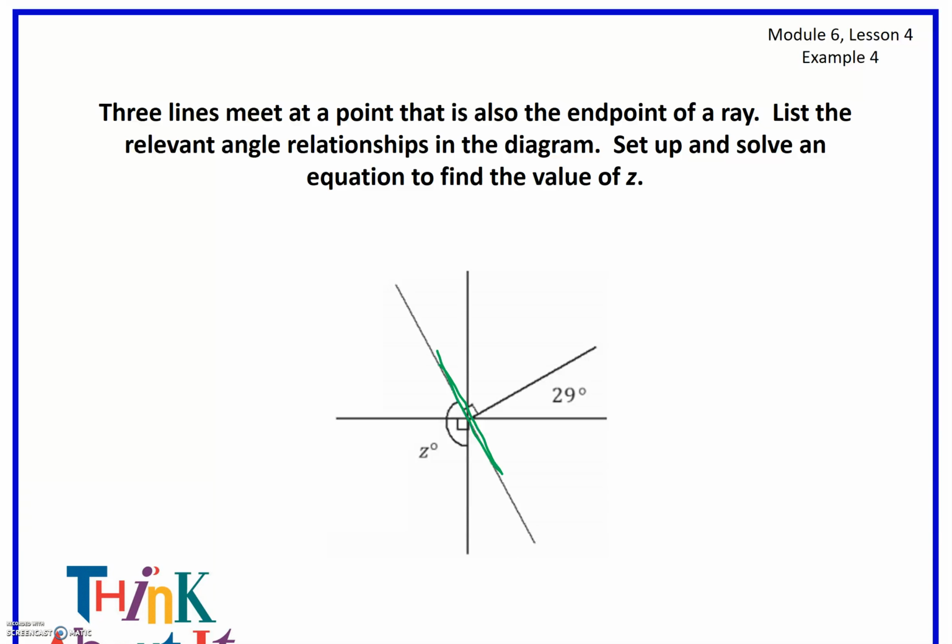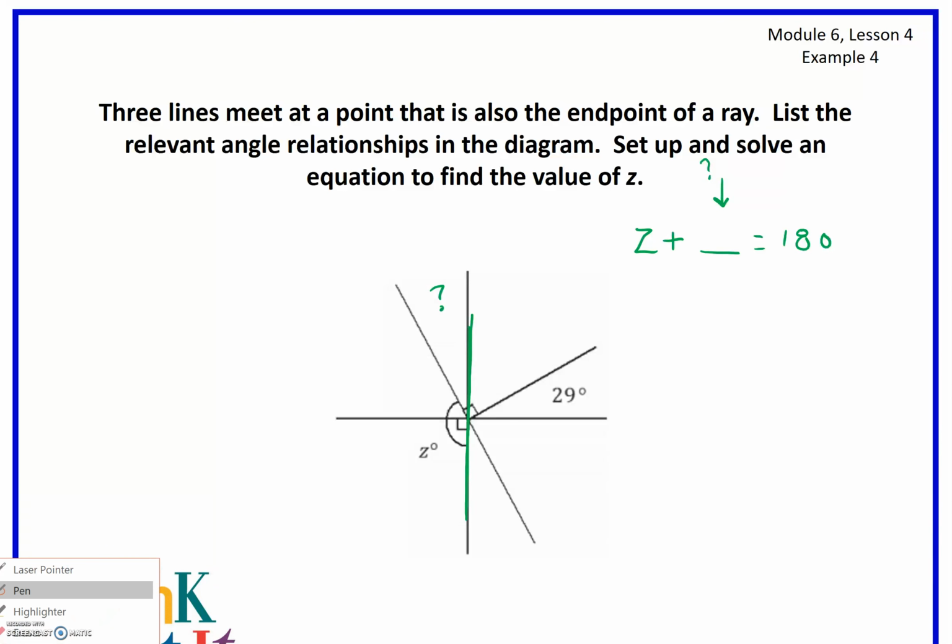However, well, no, I'd probably want to use this 180-degree line here, because I know that z plus something equals 180 degrees. Now that something, we'll just call it a question mark, is this angle. We don't know what that is, so we're going to have to solve for this question mark first before we can actually solve what they're wanting. So let's change colors and focus on that question mark.